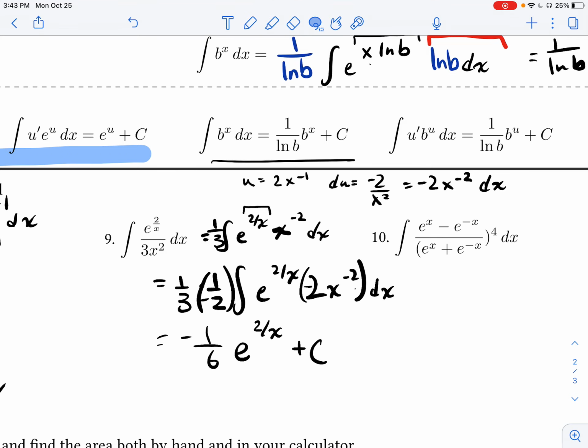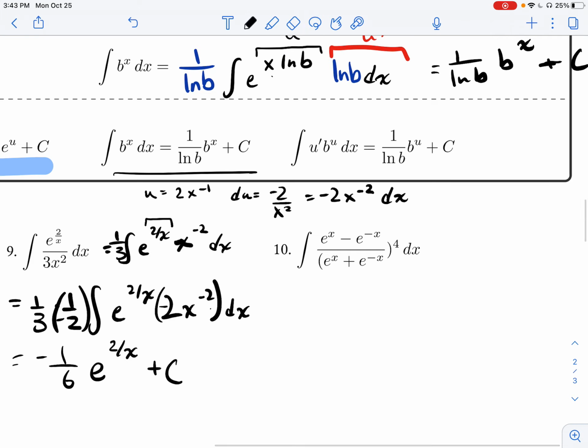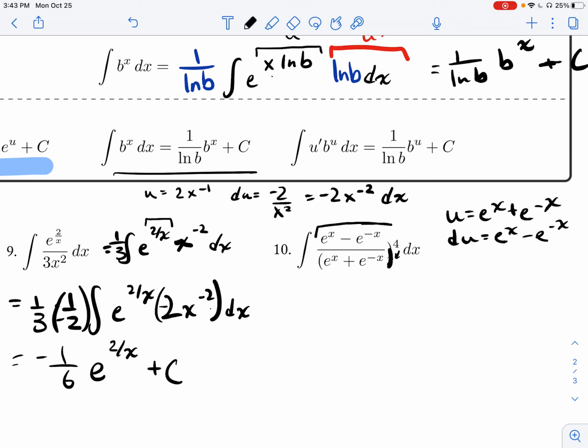All right. Last but certainly not least, let's try number 10 here. I apologize, there was a typo here. I'm going to move that 4 to the power of the denominator, in case you haven't already fixed that. So we're going to say let u be equal to e to the x plus e to the negative x. That means du is going to be e to the x minus e to the negative x. And well, what do you know? All of this here appears to be our du. All of this here can just be thought of as our u.